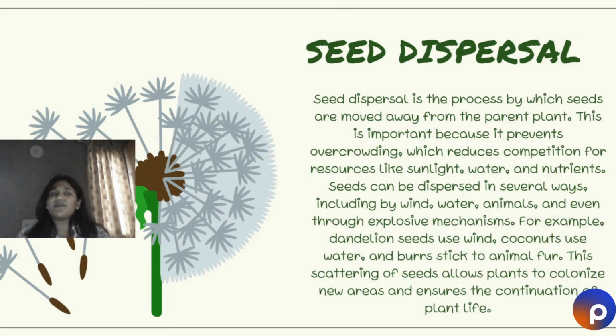What is seed dispersal? Seed dispersal is a process by which seeds are moved away from the parent plant. This is important because it prevents overcrowding, which reduces competition for resources like sunlight, water and nutrients. Seeds can be dispersed in various ways, including wind, water, animals, even through explosive mechanisms. For example, dandelion uses wind, coconut uses water, and some seeds stick to animal fur. This scattering of seeds allows plants to colonize new areas and ensure the continuation of plant life.